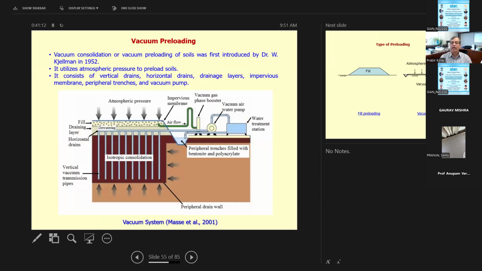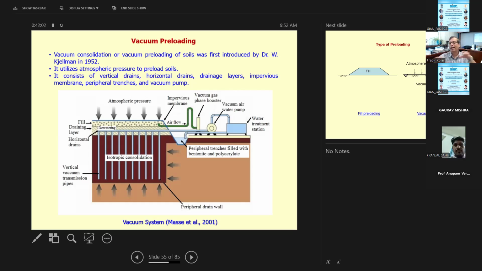Then, as I mentioned, there are situations when you don't have the pre-consolidation preload, you don't have enough soil available at the site. So what you need to do is vacuum preloading. Using atmospheric pressure and applying vacuum, there is no need to heap up soil. That is the advantage of using this. This method was first introduced by Kjellman, a German, and he utilizes atmospheric pressure to preload soil. It consists of vertical drain, horizontal drain, drainage layer, impervious membrane, peripheral trenches, and the vacuum pump.